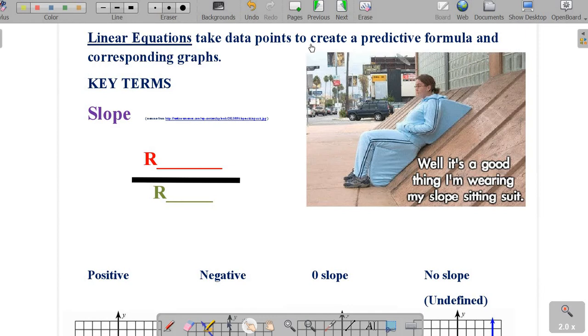Linear equations take data points to create a predictive formula and a corresponding graph. It's predictive, so it'll take points of data and create something which says somewhere up here what's going to happen. So realize when you're looking at graphs of any kind, they communicate something. It's not just dots and lines. First and foremost is the concept of slope, also known as rate.